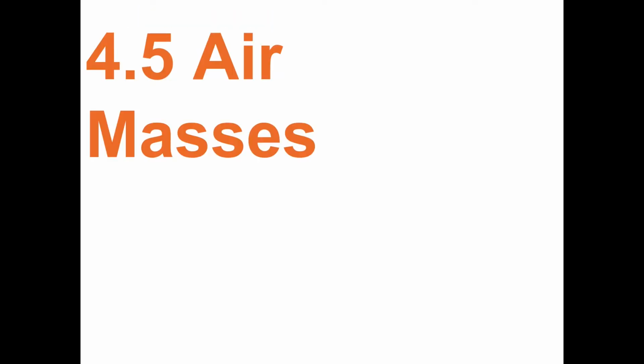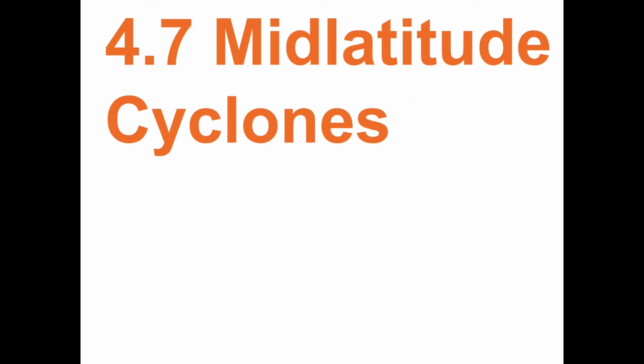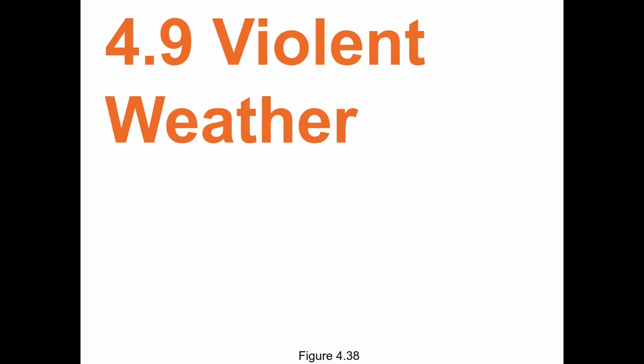Hi, welcome back. This is Charlie Thompson, and this is part 2 of Atmospheric Water and Weather, Chapter 4. In the second part, we're going to talk about air masses, which are huge blobs of air that have uniform temperature and humidity characteristics. We'll talk about processes that lift air up to make it rain. We'll talk about mid-latitude cyclones, which are the storms that we get in the winter. Talk about weather forecasting briefly, and then we'll talk about violent weather.